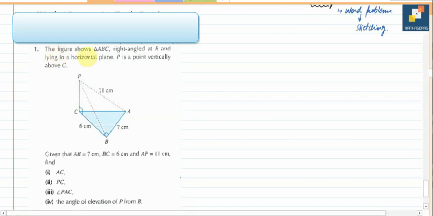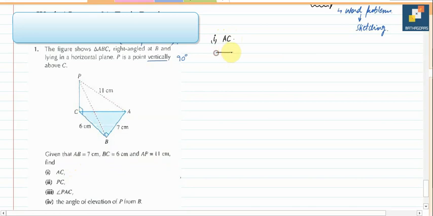So moving on to the question, the figure shows triangle ABC right angled at B and lying in a horizontal plane. P is a point vertically above C. Now vertically means that its angle is 90 degrees, straight at north. Given that the length of AB is 7 and the length of BC is 6 and AP is 11, find the value of AC. So in the first part we need to find the value of AC.